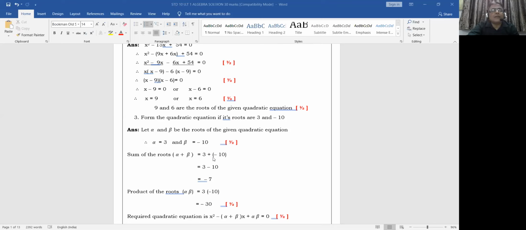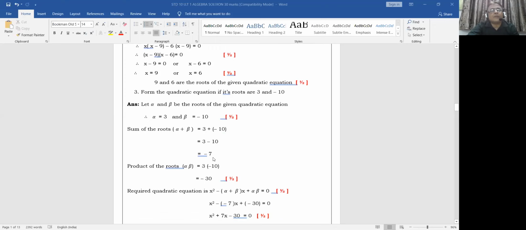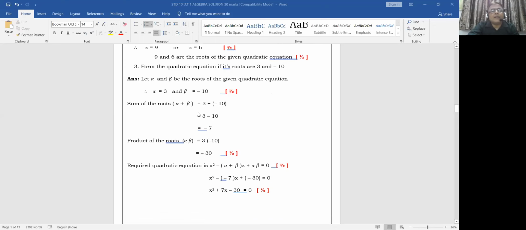Now we know we have to find the sum of the roots and the product of the roots to find the equation. So I found the sum of the roots separately, which gives me minus 7, and the product of the roots, which gives me minus 30. If you directly solve the equation, then also it is well and fine. If you got the sum of the roots and product of the roots, minus 7 and minus 30, give half mark. Then the required quadratic equation, x square minus (alpha plus beta) into x plus alpha into beta equals 0. If you have written this required equation, give half mark. And then the final half mark for the substitution and opening the bracket. So total 2 marks question.